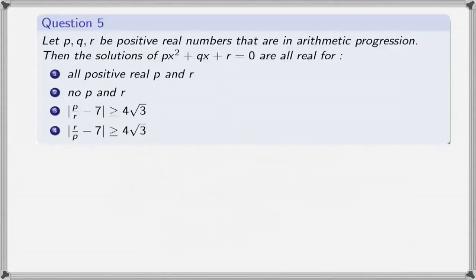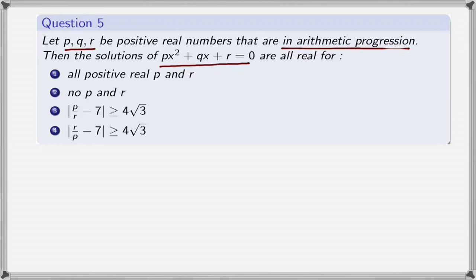This is our fifth question. In this question we are given three positive real numbers p, q and r which are in an arithmetic progression. Also we have this quadratic equation px² + qx + r = 0. We have to find out the conditions on p and r for this quadratic equation to have all real solutions.